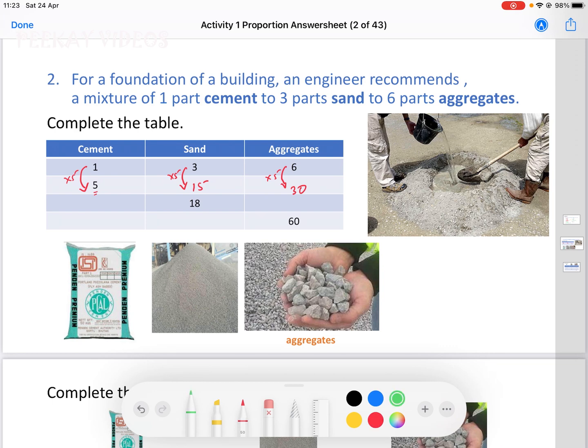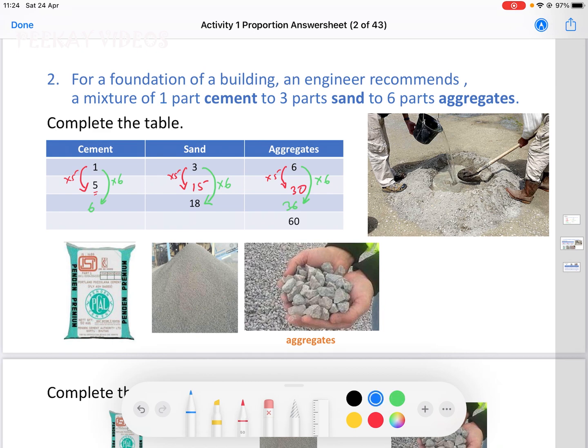And in the third row, the parts of sand is given, 18 parts of sand. So we see the ratio increase, the scale factor using the sand. From 3 sand, we are changing to 18 sand. So maybe 18 parts of sand or 18 sacks of sand. So the scale factor here we use is times 6. Therefore, we use the same scale factor for cement. 1 times 6 is 6. And similarly for aggregates, times 6, 6 is 36.